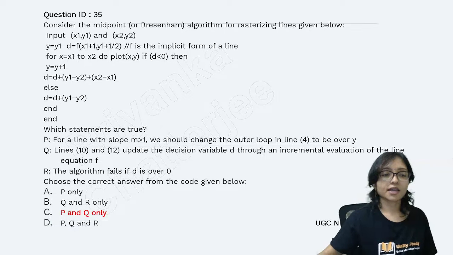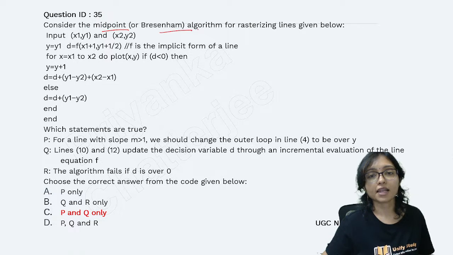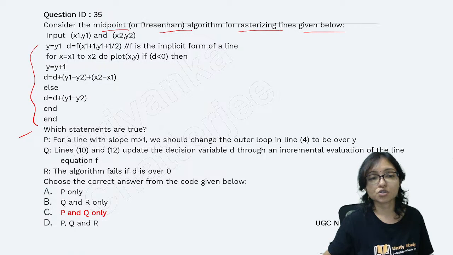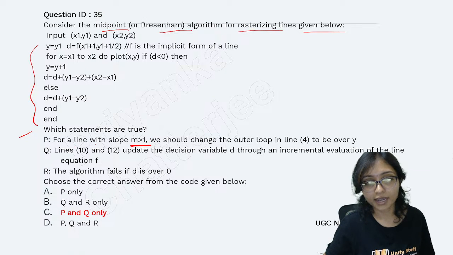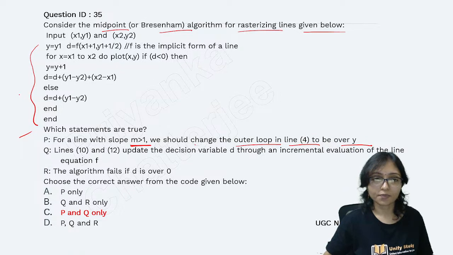Okay, answers are coming. Yes, according to the midpoint Bresenham algorithm for rastering the line given below, this is given already. Now which of the statements is true? For a line with slope m greater than 1, the outer loop should be changed to run over y.